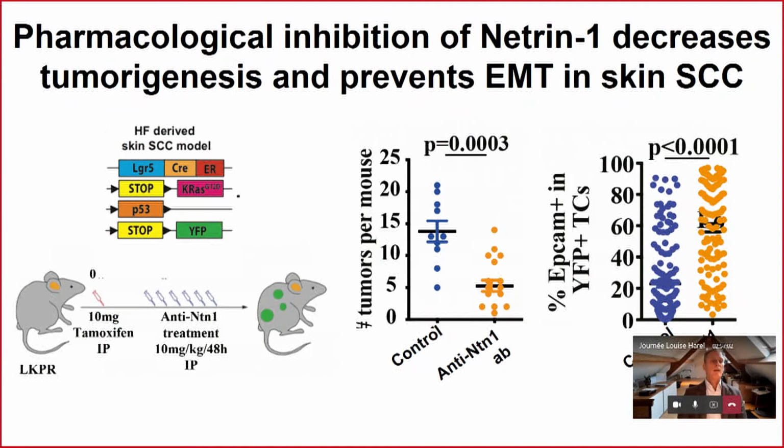So we treated the mice that developed this spontaneous EMT in the KRAS and p53 deleted model with an anti-netrin-1 antibody that is used in clinical trial. And we found that, a little bit like Thomas has told you, we could also decrease tumor initiation, but in the tumors that had been initiated, the proportion of positive tumor cells, so the epithelial tumor cells, was much higher in the anti-netrin treated group as compared to the control group, suggesting that anti-netrin administration prevents or at least inhibits EMT in this model.